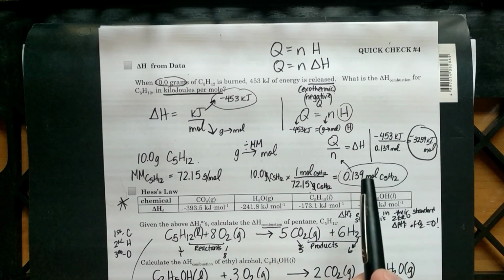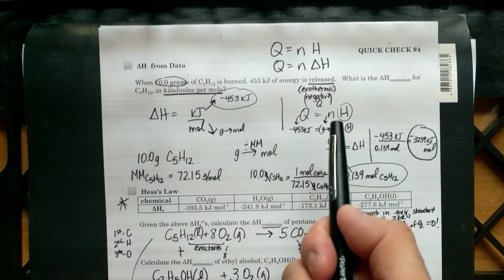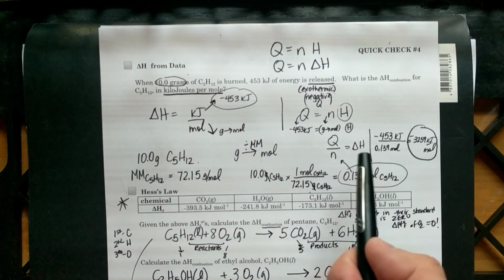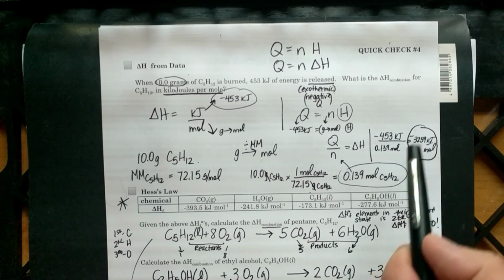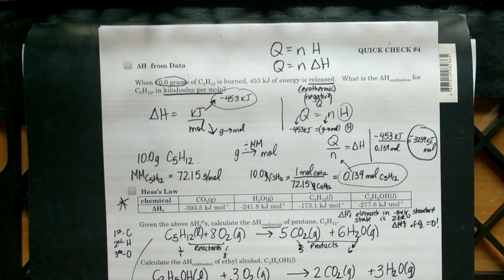I have my moles, I have the energy, I need to divide those two, or I need to solve for H. I could do q over n, which is the same thing right here. q over n is equal to delta H. Negative 453 kilojoules divided by 0.139 moles equals negative 3259 kilojoules per mole.